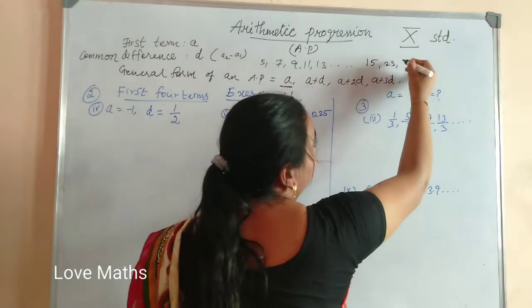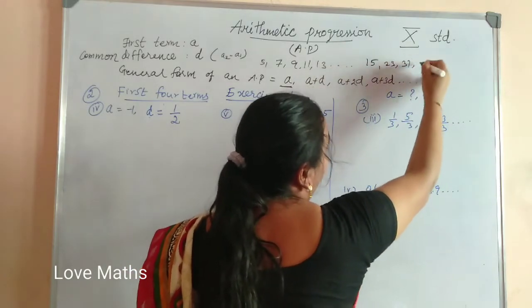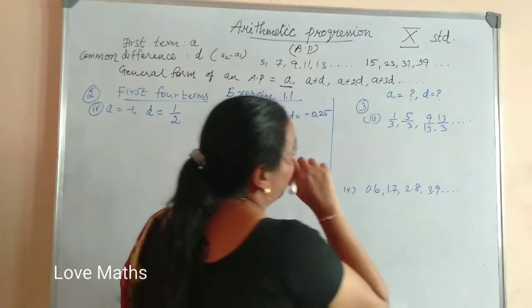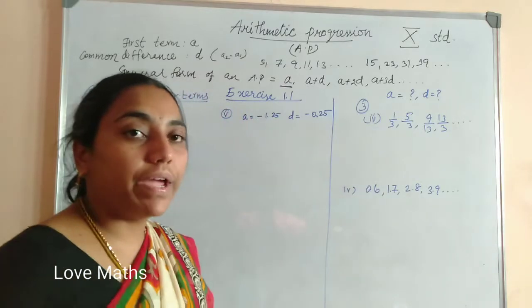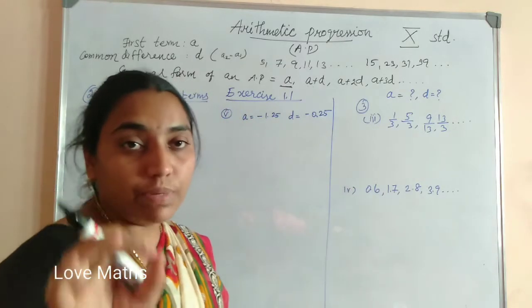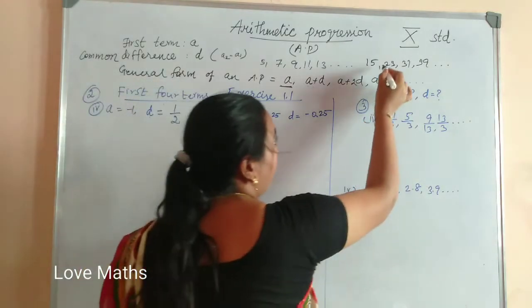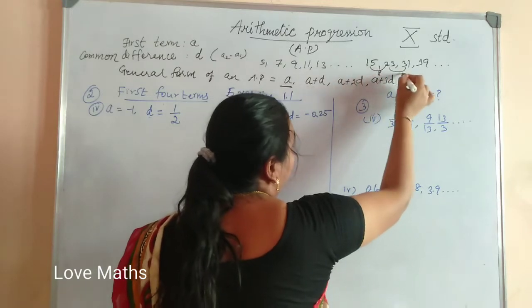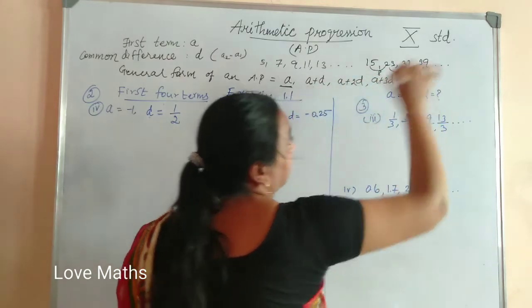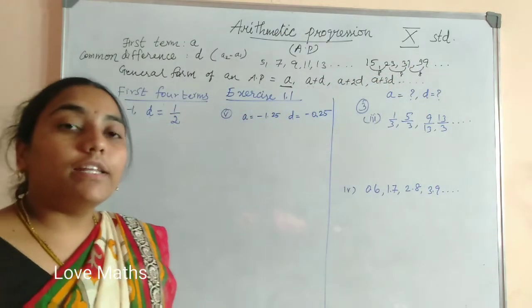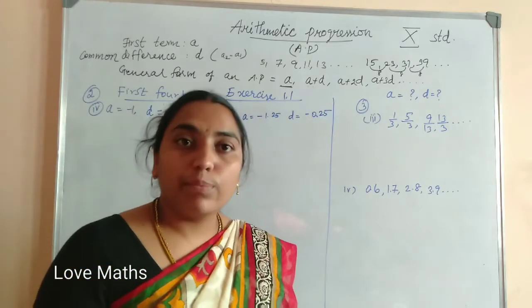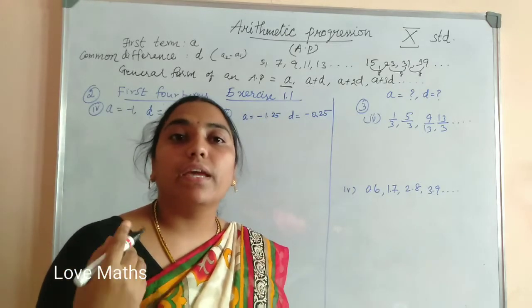Next is 23 plus 8. How much? 31. Then 39. Like that it is increasing. How do we find if it is an AP or not? The common difference must be a constant. Check the common difference: these two differ by 8, this two also 8, this two also 8. So it is an AP. Like that you have to go through the information and find out whether it is an AP or not.